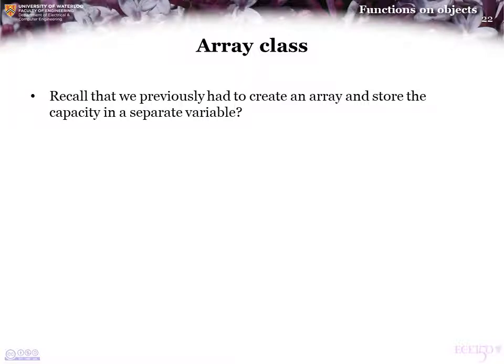Now, recall that we previously had to create an array which was stored as either a local variable or a double, but in any case, the array entries were stored in one variable and the capacity needed to have been stored in another variable. So this sounds like the ideal situation for a class. We'd like to store in one class both the address of the first entry of the array and the capacity of that array.